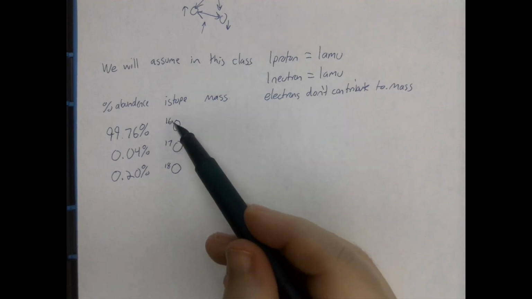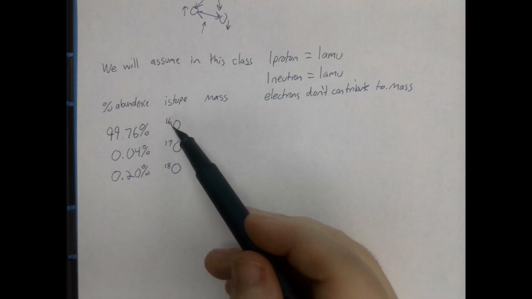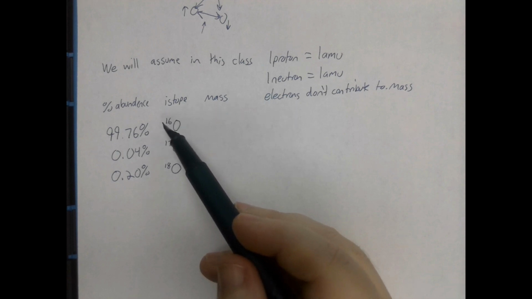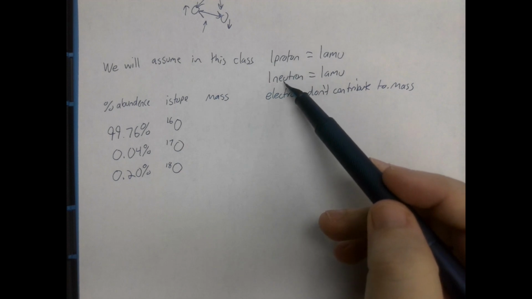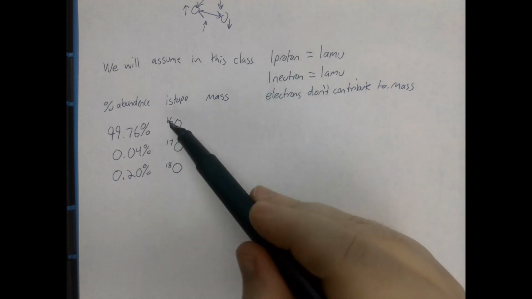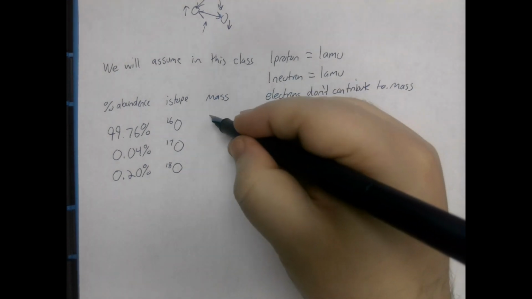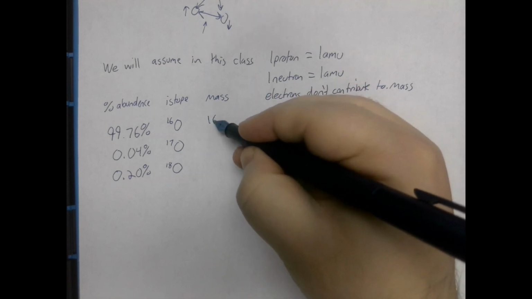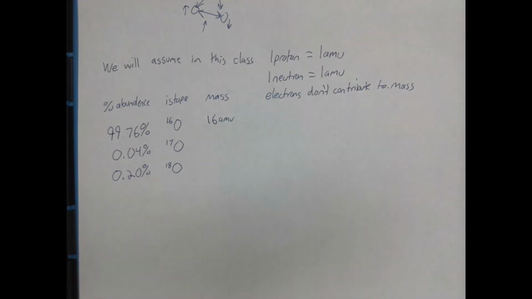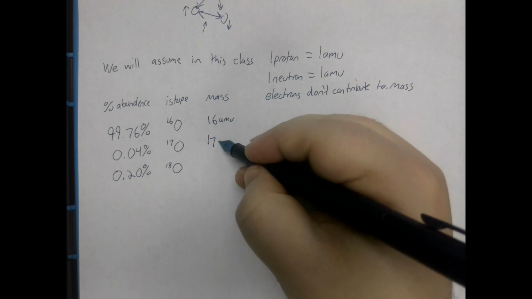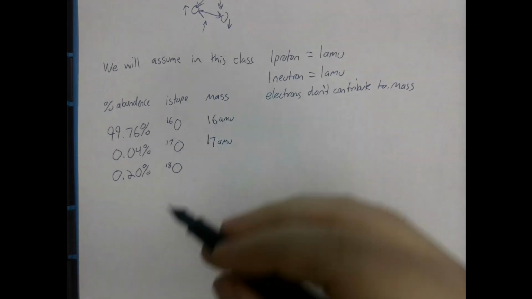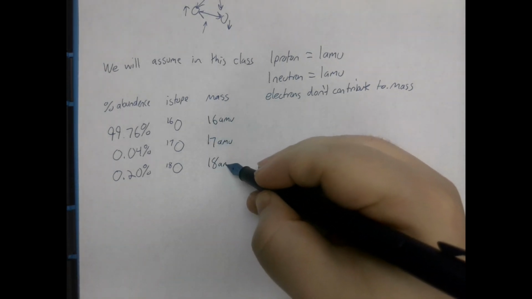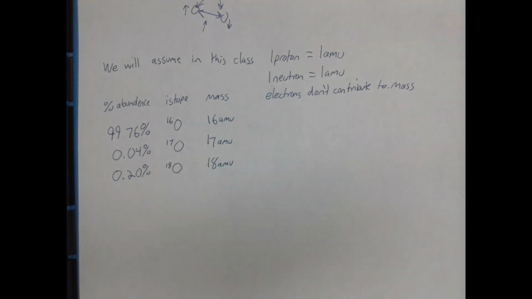What does this number right here represent? The number of protons and neutrons, also called the mass number. 16 AMUs, 17 AMUs, 18 AMUs. Hence the reason they call it the mass number, the number of protons and neutrons.